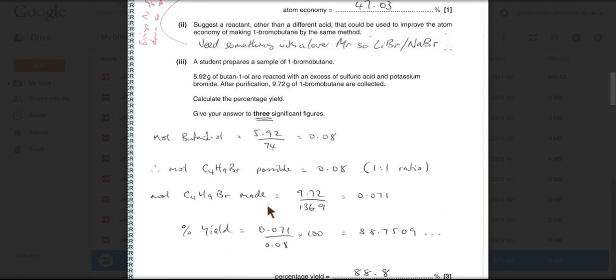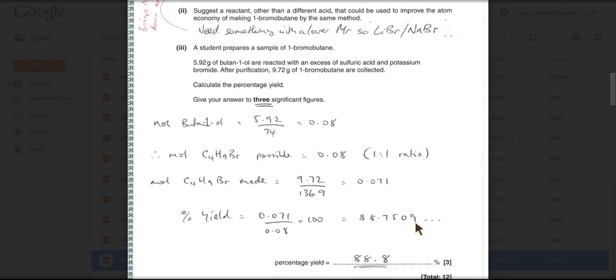And then what we need to do is calculate how many moles of product were actually made. That's the mass produced divided by the MR of the product, and so we get 0.071, and then we need to express that as a percentage. So remember, it's actual over theoretical times 100. And the calculator value is something like that, 88.7509, and more and more numbers.